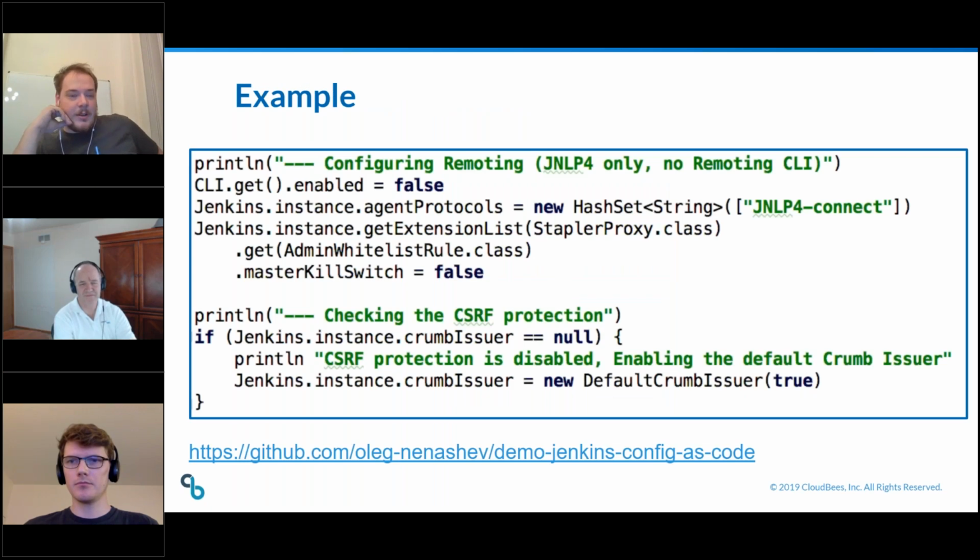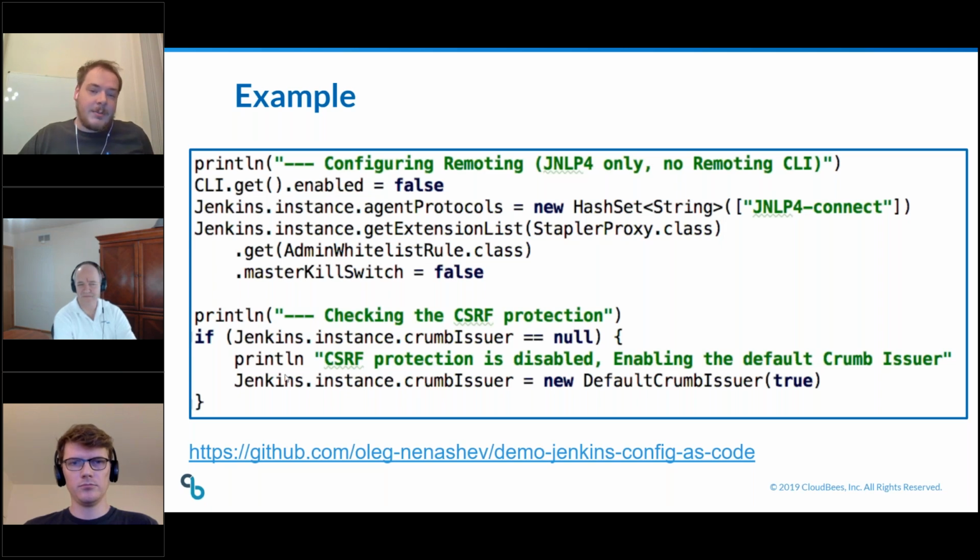Here's an example of such Groovy hooks. I've presented this example a few times before, and we'll show the demo later. So here you can see that we configure our remoting. For example, we need to disable CLI. In a recent version of Jenkins LTS, you no longer need that because we removed remoting CLI by default. But you still need to configure protocols you want to use. You still need to disable agent to master security to prevent malicious calls by agents.